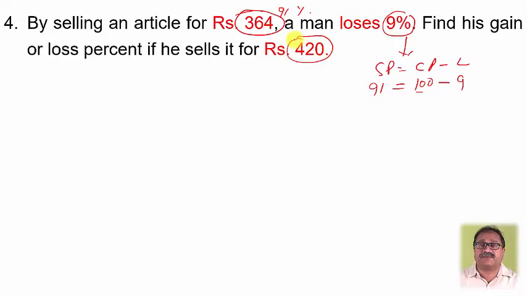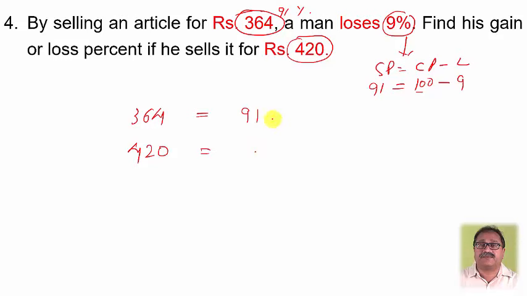Okay, if he sells it for 420. Look at the very simple equation here. When he sells it for 364, it is 91% of the cost price. Can we put in the equation that if he sells it for rupees 420, this will be what percentage of the cost price? Let's do it. When 364 is the selling price, it is 91% of the cost price. When 420 is the selling price, this is what percentage of the cost price?